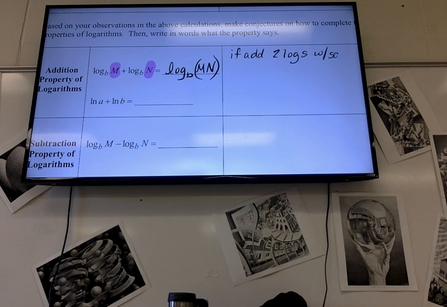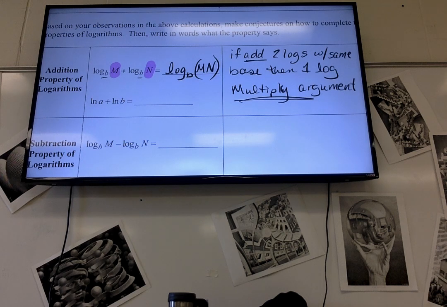So log b is 1 base. Yeah, because they both say log base b. That's the same base. That little number has to be the same. This is not a sentence. I'm just writing out in words what I did over here. So if you add, you're going to change it to 1 log and multiply those two.